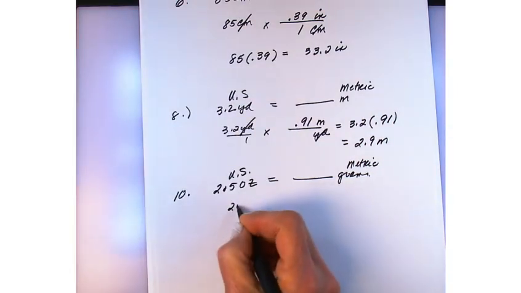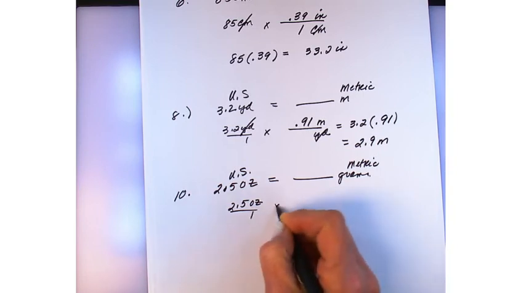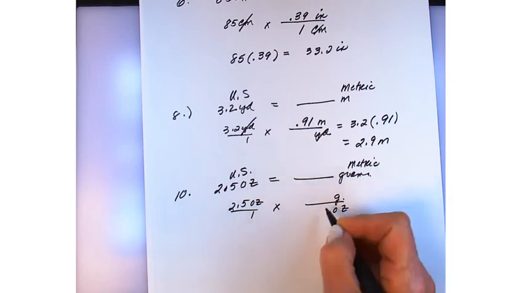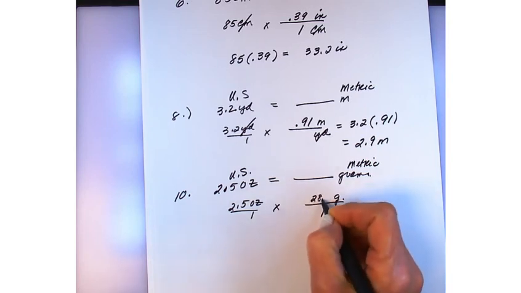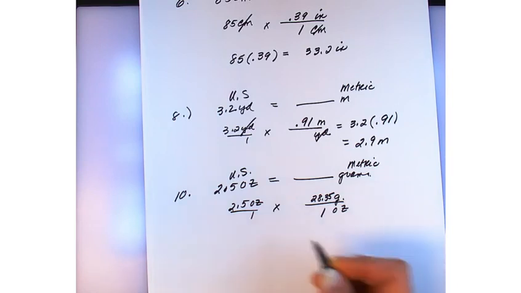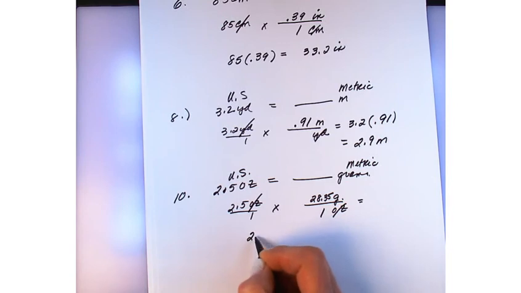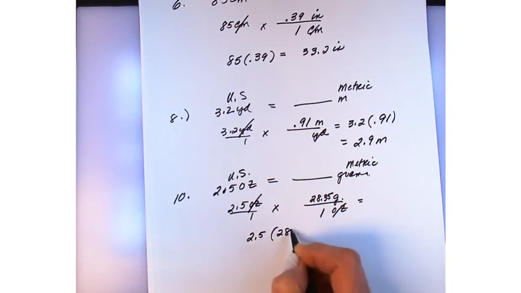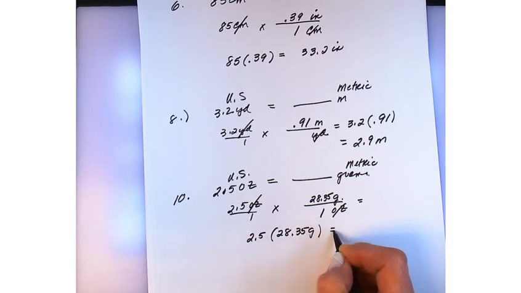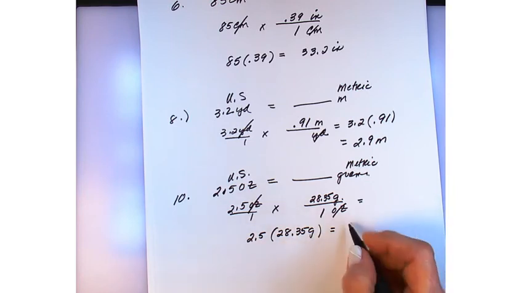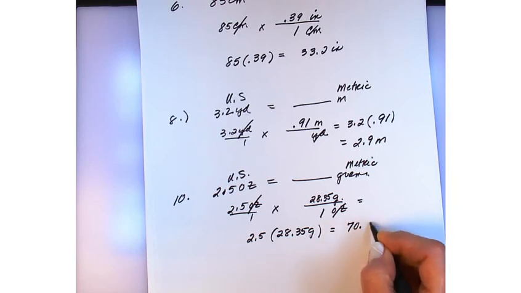So 2.5 ounces, out go the ounces, in come the grams. 1 ounce is 28.35. The ounces cancel out. I now have 2.5 times 28.35. And that will give me, well, I'm going to double about 30 here. So, yep, I'm going to have 70.9 grams.